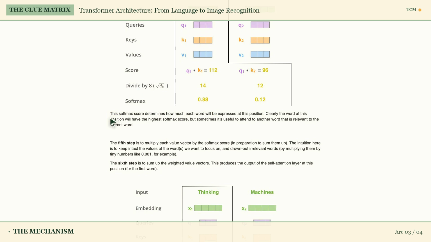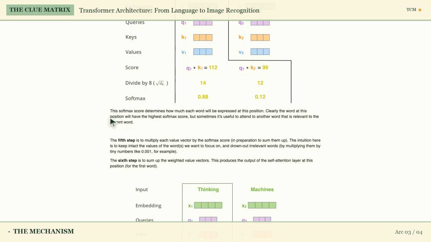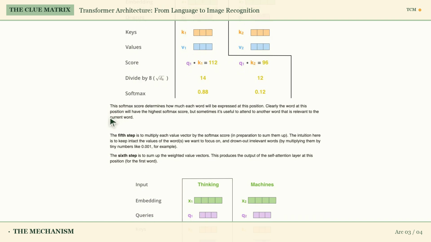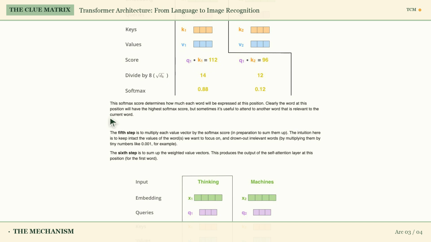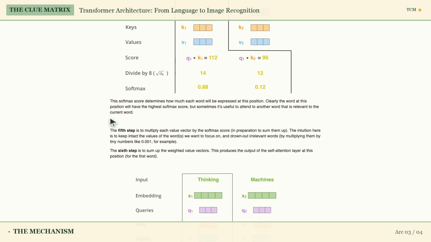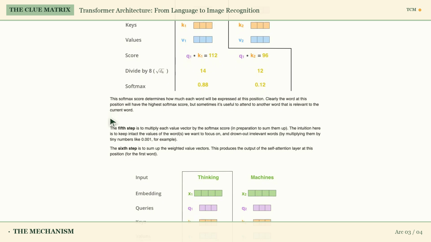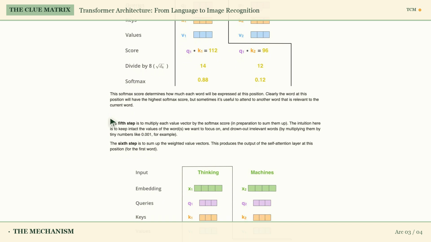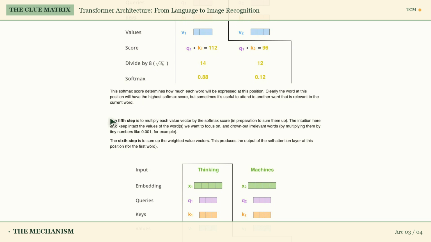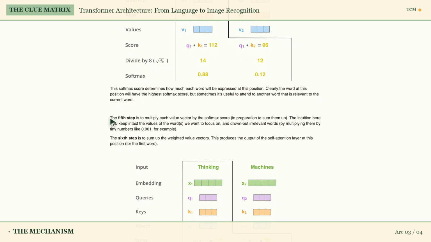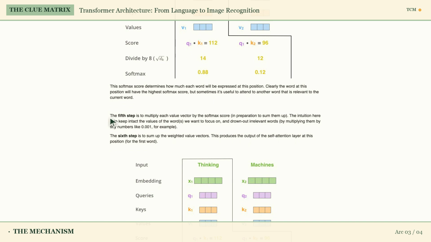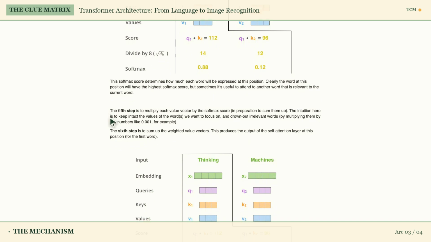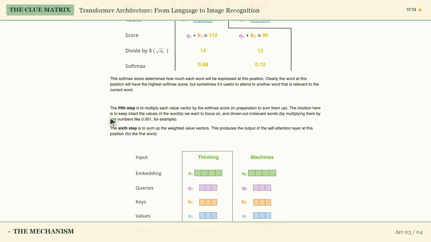Now, we multiply each value vector by its corresponding softmax score. The intuition here is to keep intact the information from the words we want to focus on, those with high scores, and effectively drown out irrelevant words by multiplying their values by tiny numbers. Finally, we sum up these weighted value vectors. This produces the output vector for the current word, which is a new, contextually enriched representation incorporating information from all other words based on their attention scores.